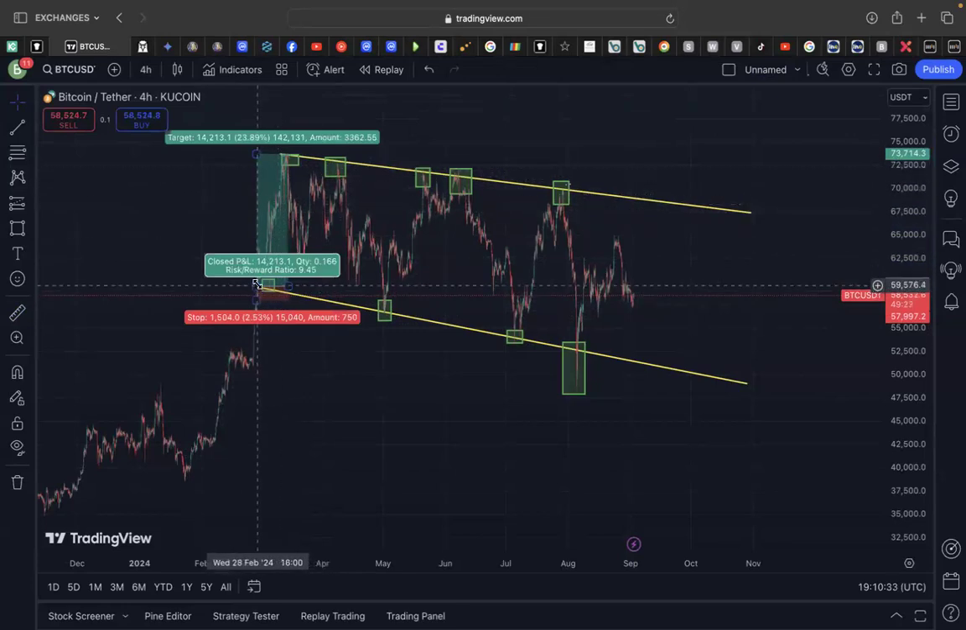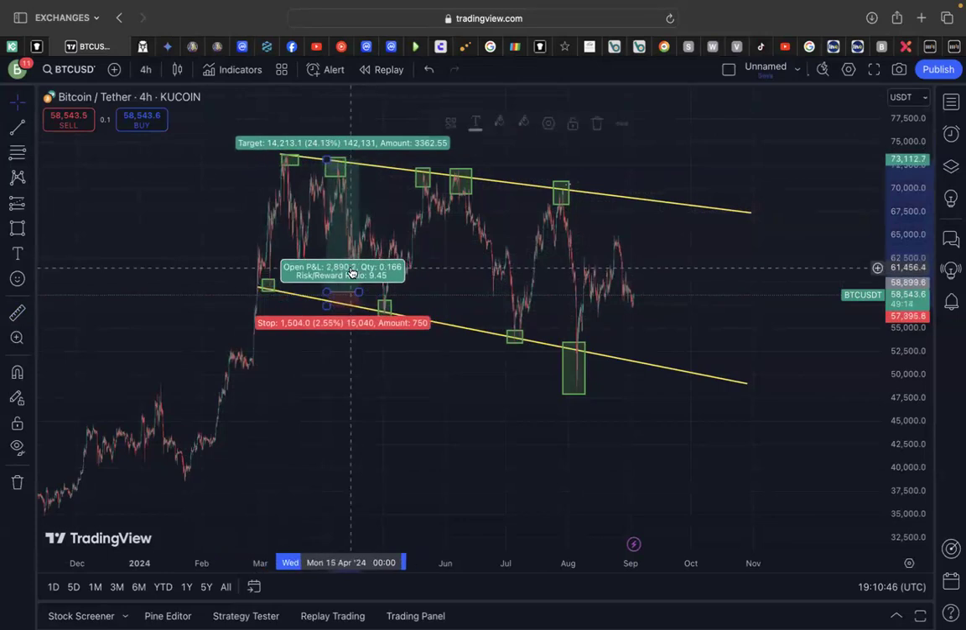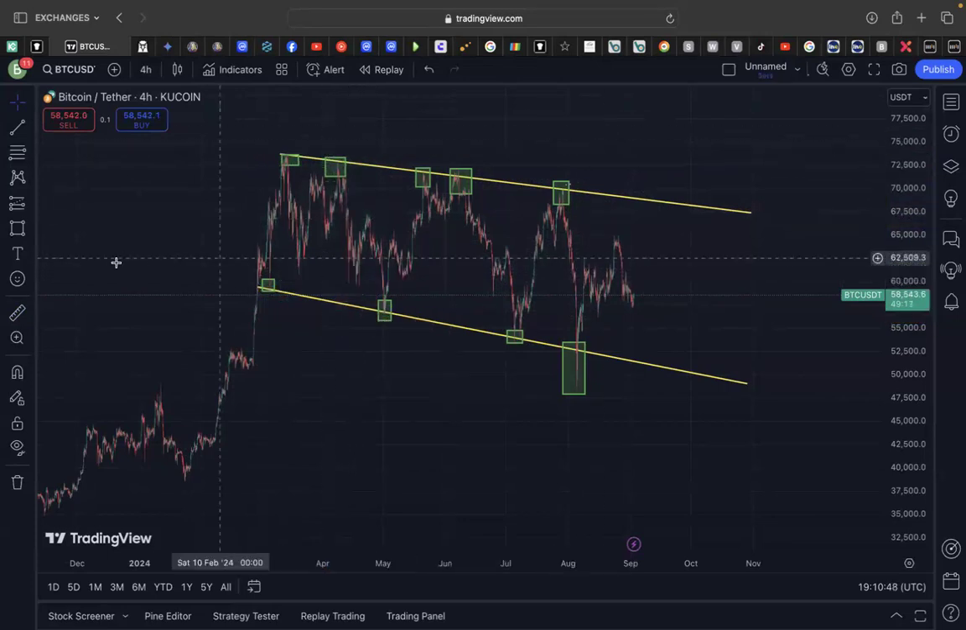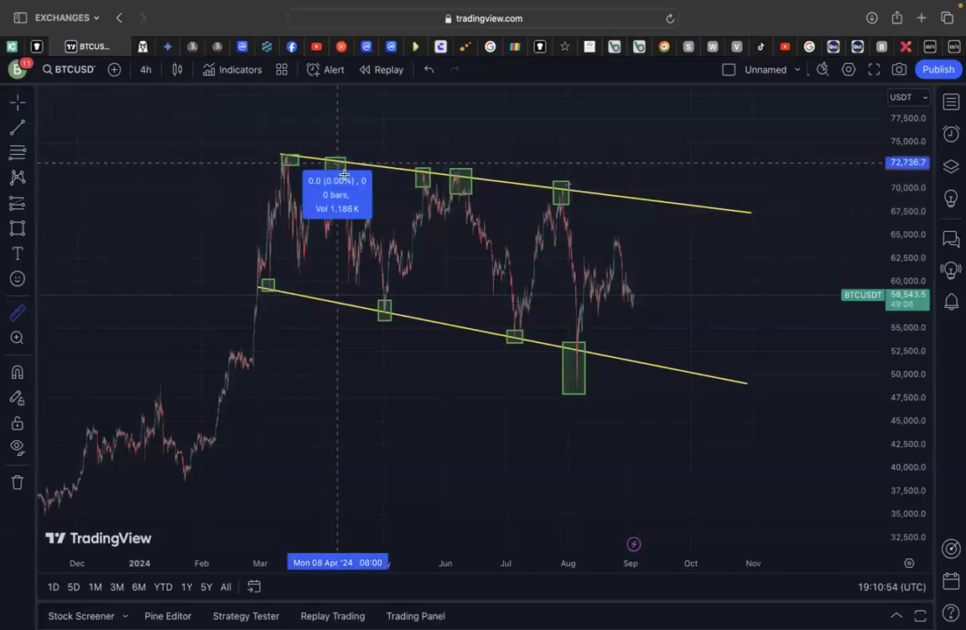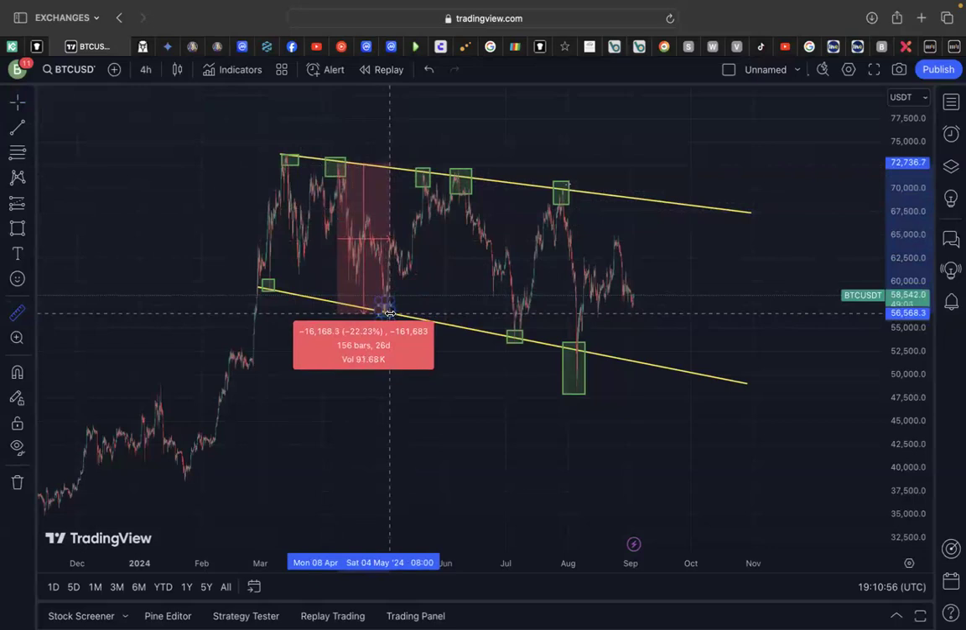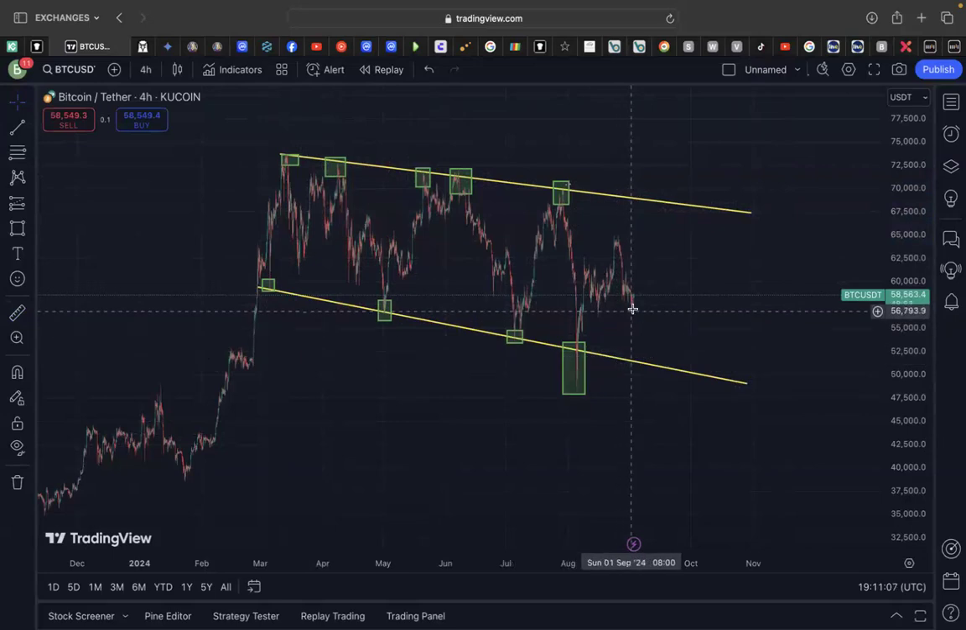So you would have been in this long trade for 16 days. This is not for scalpers. 16 days in a trade is more of a swing trade. Even when the market is coming down to the support, it takes a while. From this resistance all the way down to the support, it took approximately 26 days of just going down. So this channel has been going on for a while now.